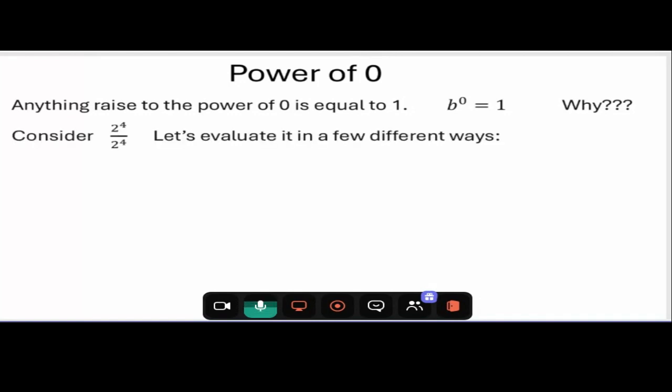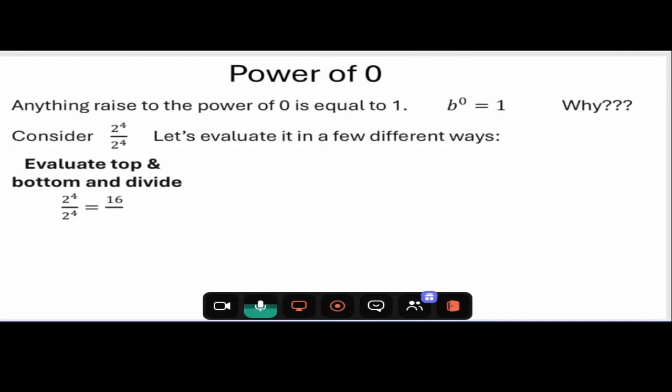So let's think of 2 to the power of 4 over 2 to the power of 4, and we're going to evaluate this a few different ways, none of which you'd actually do if you got this question on a test. I just want to show you why this is true. We could evaluate the top and the bottom separately and then divide them. On the top, we have 2 to the 4, which is 2 times 2 times 2 times 2, or on your calculator, you'll get 16, using your power button. On the bottom, we also have 2 to the power of 4, which evaluates to 16. And now we see that this is 16 divided by 16. Well, 16 divided by 16 is 1.